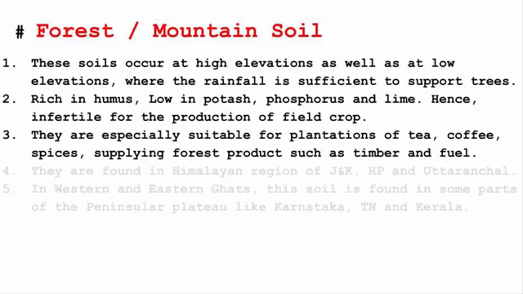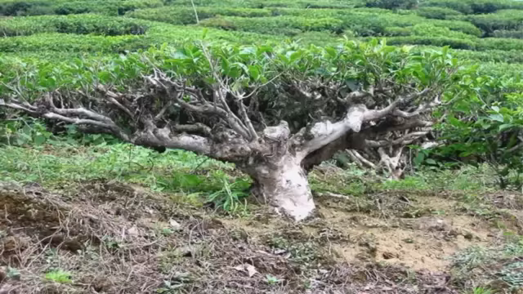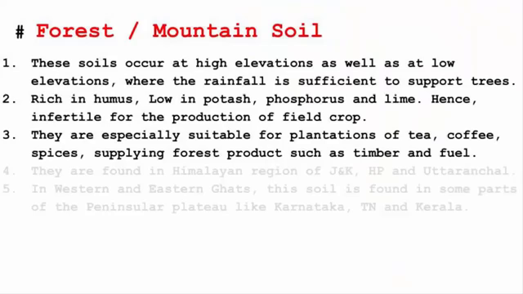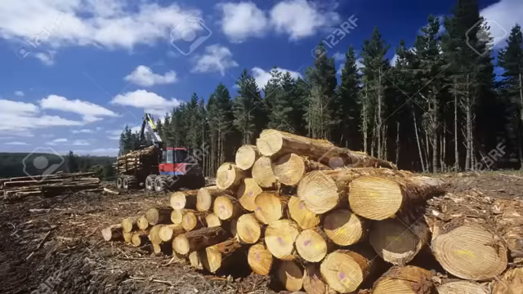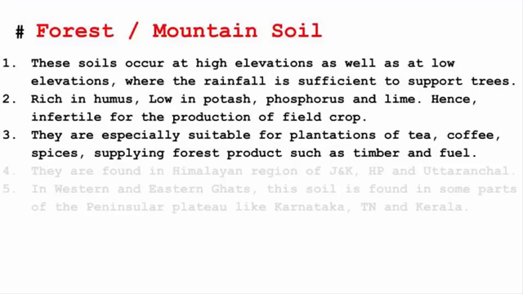They are especially suitable for plantations of tea, coffee, spices, supplying forest products such as timber and fuel. If you notice, all of this tea, coffee and spices, they come from either shrubs or roots. And on the other hand, timber and fuel comes from long trees. The regular crops don't have strong roots that can hold on to the soil in an elevated land. Hence, that's why you can't see crop plantation in these regions.